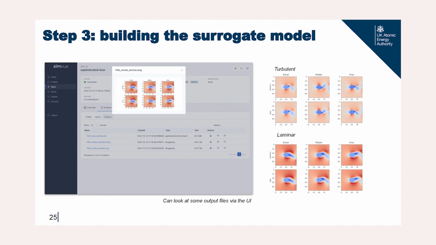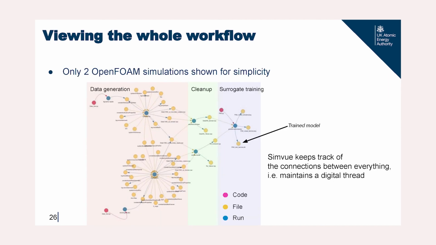And then through SimView, you have a record of everything that happened. I didn't want to show the graph that showed everything, because in this case I think there are 50 of each type of simulation running, so that would be quite complicated. But here it just shows 2 of them. So there's a data generation step. There are the 2 codes which determine what parameters to use and run OpenFOAM. And then the OpenFOAM runs, the 2 things here that have lots of different input and output files.